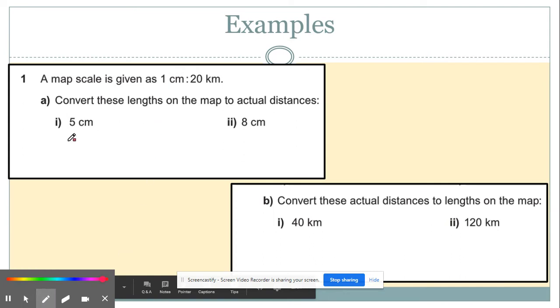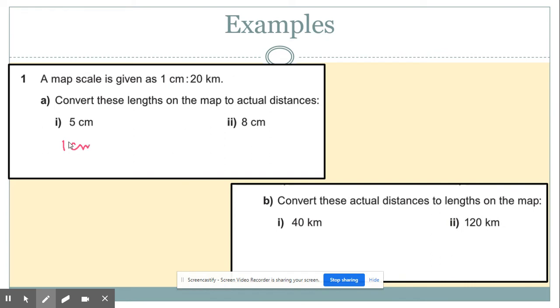So I know 1 centimeter is 20 kilometers. 5 centimeters will be equal to what? Go from 1 to 5, I have to times it by 5. I will do exact same. 5 times 20 is equal to 100, which means 5 centimeters will be equal to 100 kilometers in actual distance.